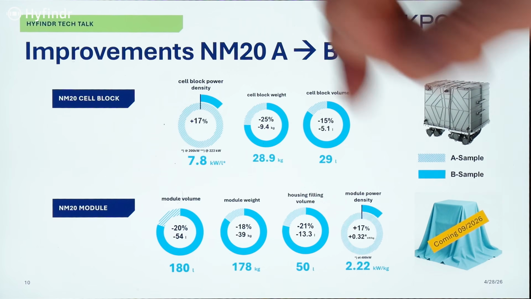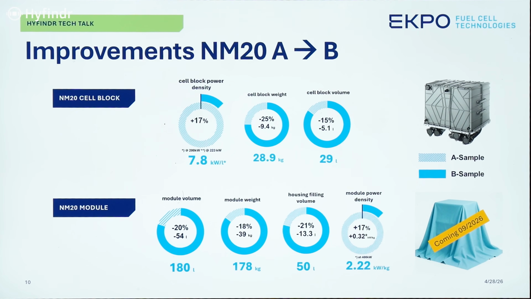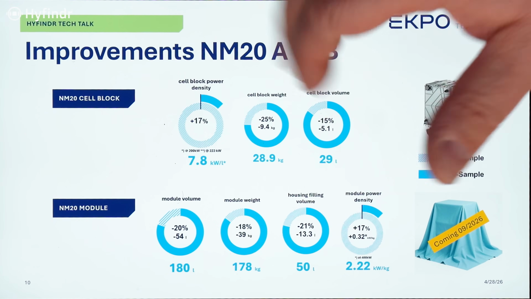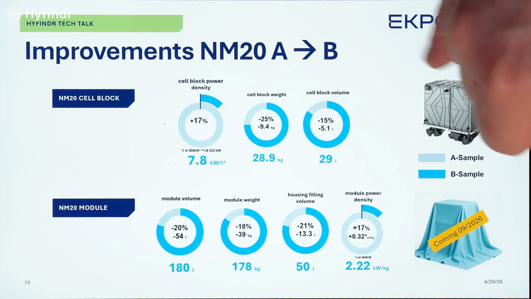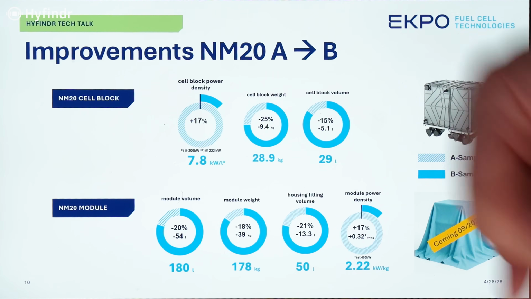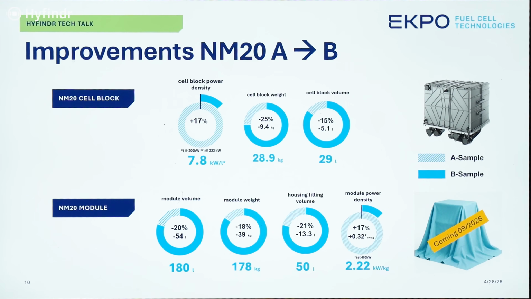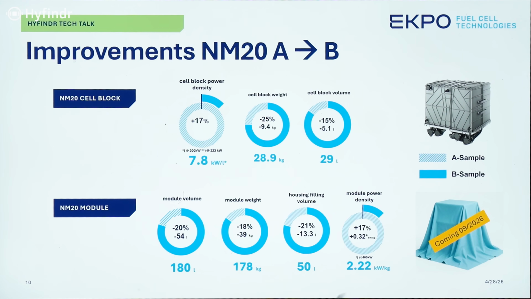And from the learnings from the NM20 A sample, we have introduced much more power density, by 17%. So the total power is achieved with a smaller stack. Also we reduced the weight by 25%, and the volume of the stack is reduced by 15%. And even the outside module, the housing, is 21% smaller compared to the A sample. Okay. So that's the product that will be coming later this year from you guys. I don't know when you're watching this video, but maybe it is already on the market then.